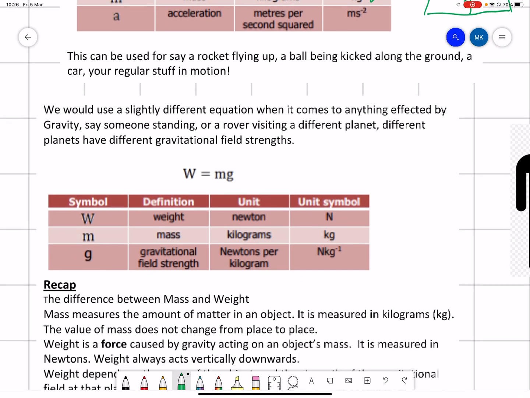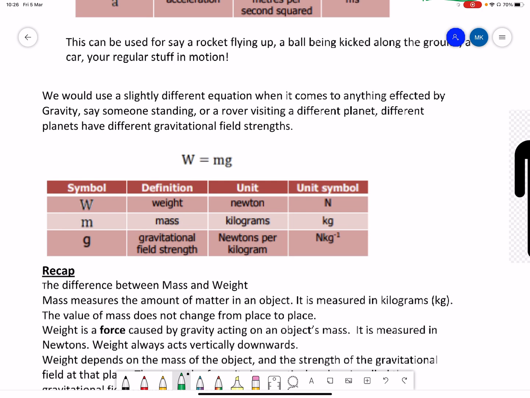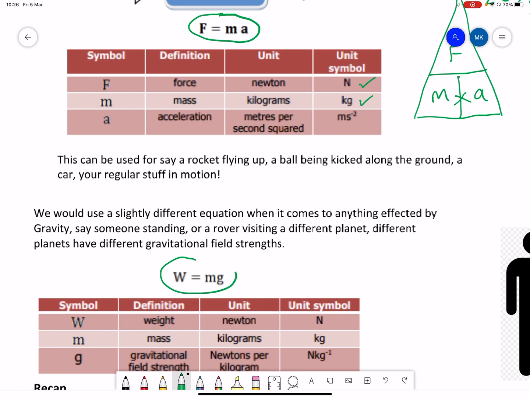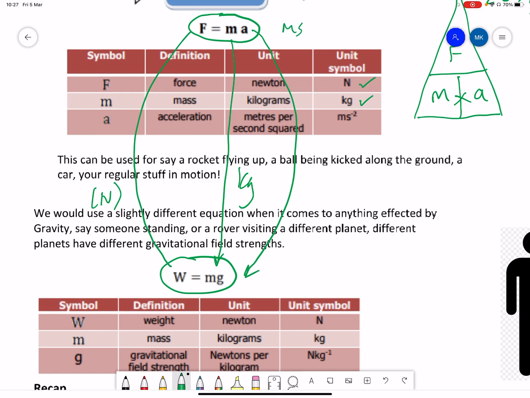When we think about gravity, it does get a little bit more tricky, but we should have done this in third year, so I will go over it again very briefly. You can see the similarities in these two equations because F and W are both measured in newtons. They both have mass in them, which is in kilograms, and acceleration is meters per second squared. And gravity is also, in theory, an acceleration, 9.8 on Earth.